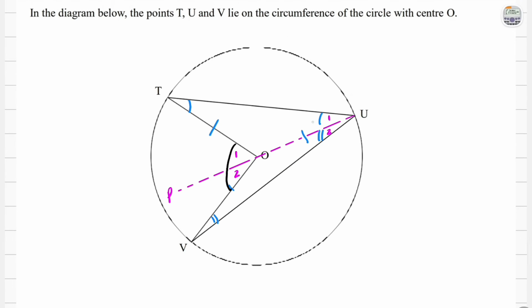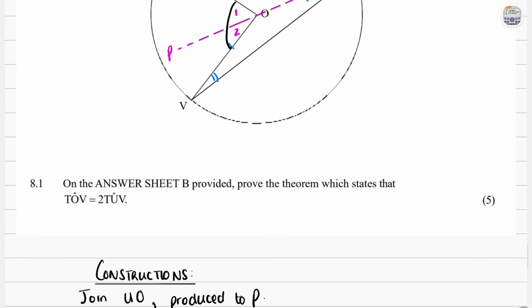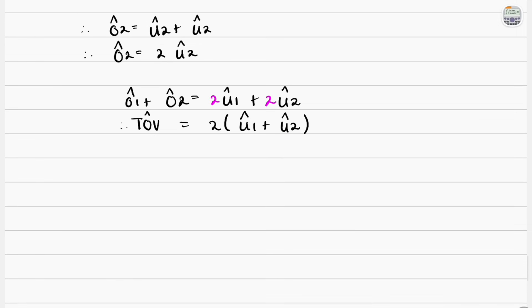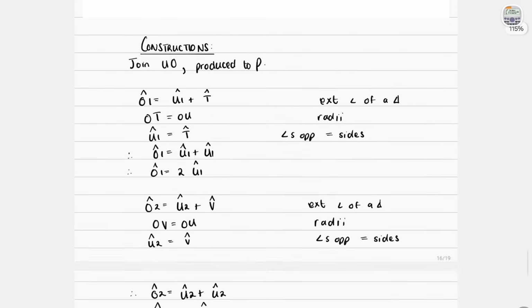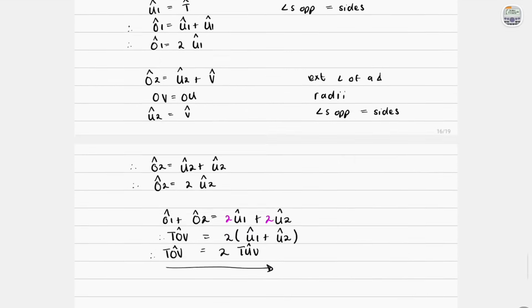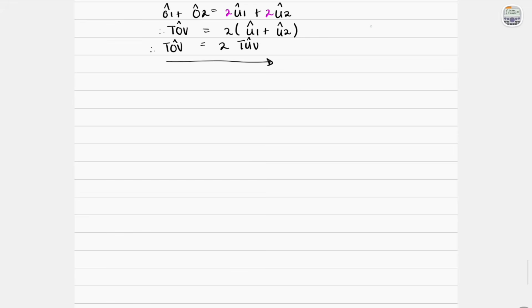Angle U1 plus angle U2 give us the angle TUV, which is what they were focused on here. So we'll say that angle TOV is equal to 2 TUV. And there we go. We have proven what they asked us to prove. And that is the proof. And that is it for 8.1. Moving on to the next question.